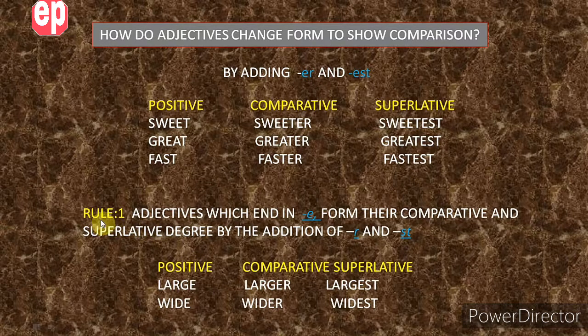Now let's try to understand rule number 1. Adjectives which end in e form their comparative and superlative degree by the addition of r and st. For example, large, larger, largest, wide, wider, widest. Look at the comparative word larger. There only r is added. In a similar way, in wide only r is added to make the comparison. Also in superlative degree, in large, st is added and makes largest, and similarly widest.